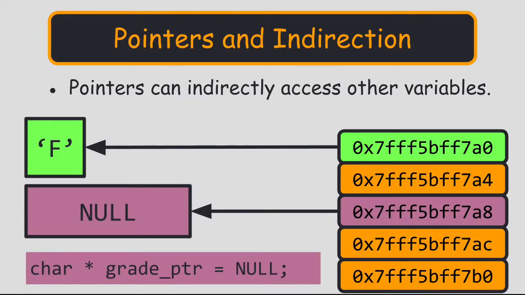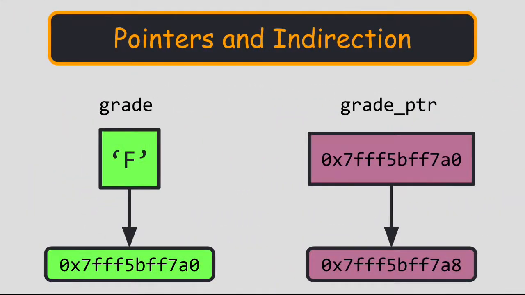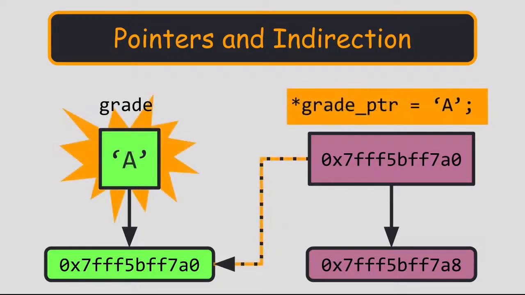We can return the address of a variable by putting an ampersand in front of it. We can save this address in a pointer variable. Let's name this pointer something obvious, like grade pointer. Now we can view the contents of grade indirectly by using our grade pointer. We can also change the contents of grade with our grade pointer. To access or make changes to the value in grade, we put an asterisk in front of grade pointer.